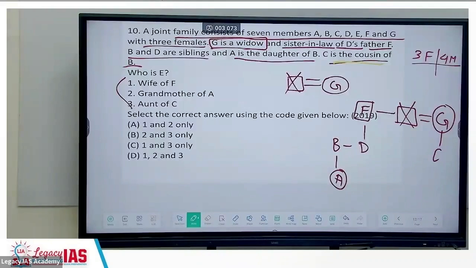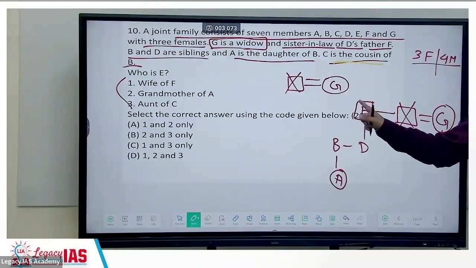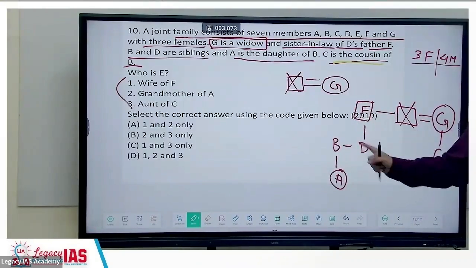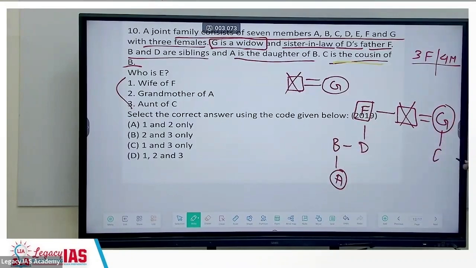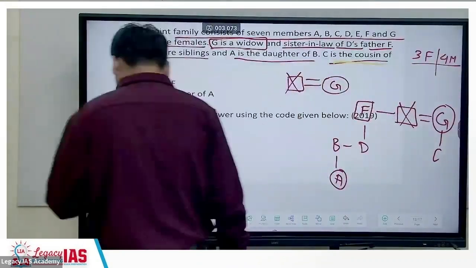And C is what? We don't know the gender. This much you got. Here we could not have connected C to F, because then B and C would be siblings. So we had to put C here. This is the main diagram.